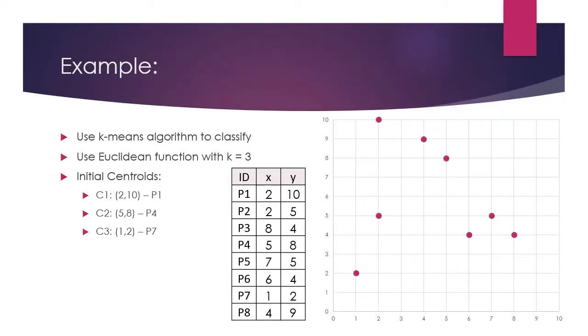So let's take this example where it says use the k-means algorithm to classify. We have 8 data points in various locations. Use the Euclidean function with k equals 3, so there are 3 centroids in this case, and the initial centroids are given: (2, 10), (5, 8), (1, 2).